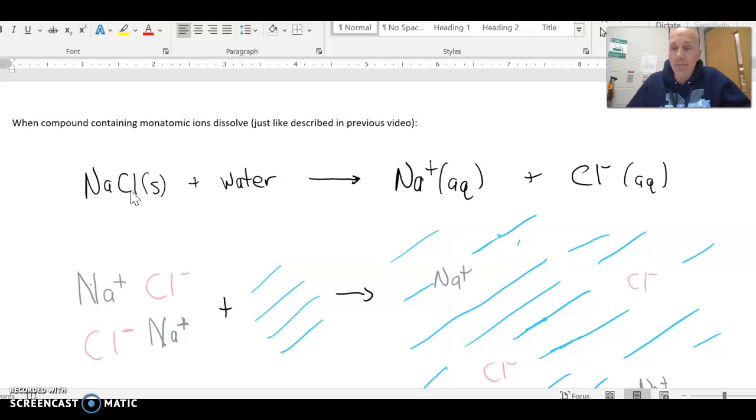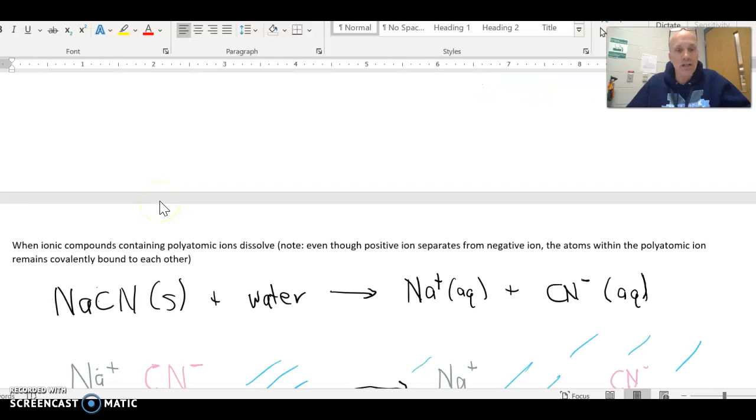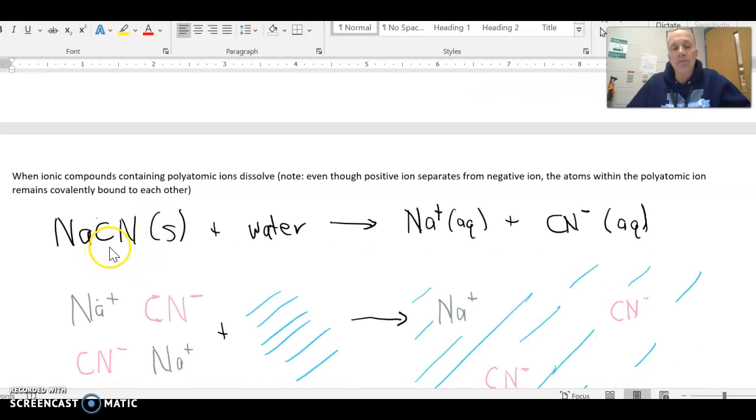But there's also ionic compounds where you have polyatomic ions, all right? An example of this is something like sodium cyanide, where the positive thing in this ionic compound is a positively charged sodium atom, but the negative thing is a polyatomic ion, cyanide. These two atoms are covalently bound, but together they have a negative charge. All right, so this would be an example of an ionic compound where one of the ions is a monatomic ion and one is a polyatomic ion.